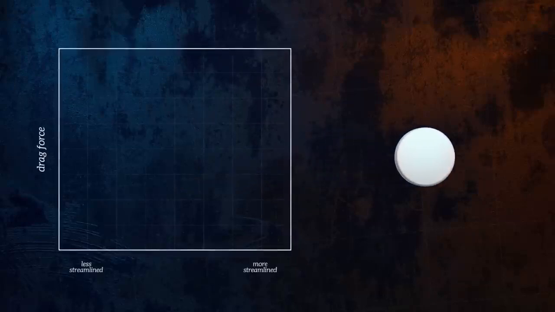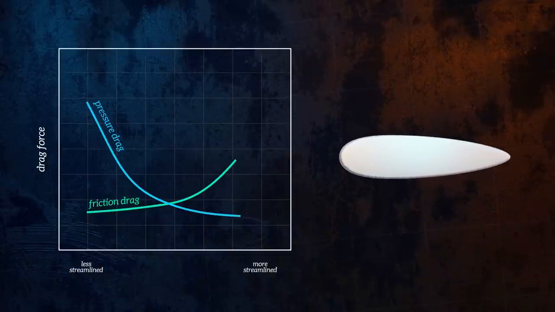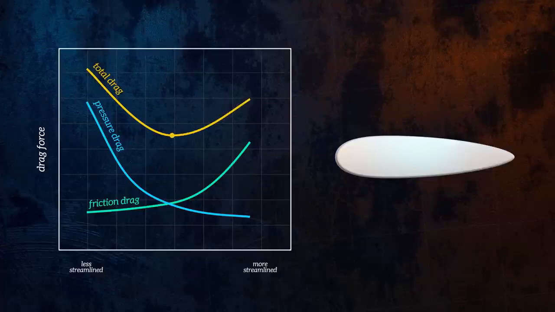When streamlining a body to reduce drag, it's important to remember that friction drag will increase as the pressure drag reduces, and so these two aspects need to be carefully balanced. The shape that has the smallest total drag force won't necessarily be the one that is most streamlined.